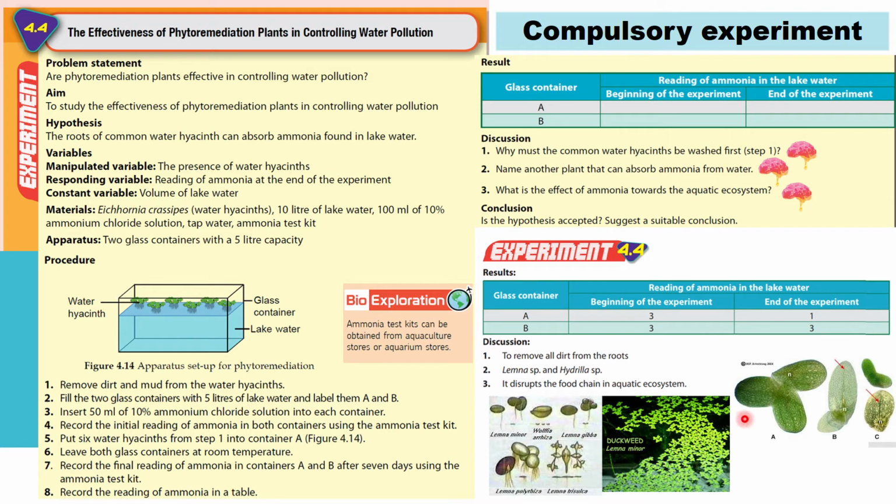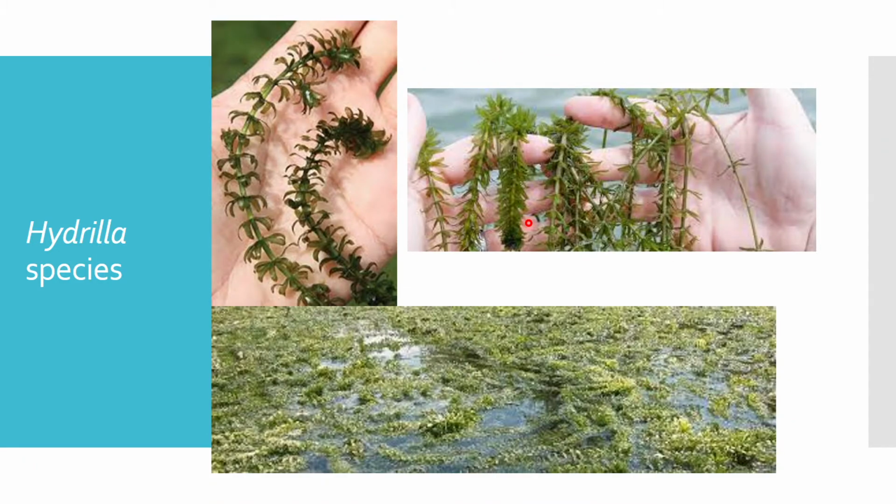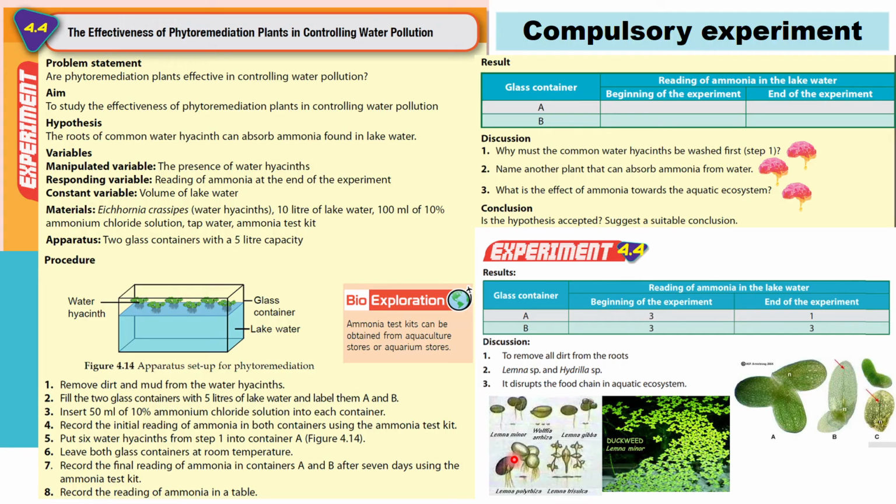These are aquatic plants. For hydrilla species, it looks like this. So both of them are aquatic plants. Number 3, what is the effect of ammonia towards the aquatic ecosystem?